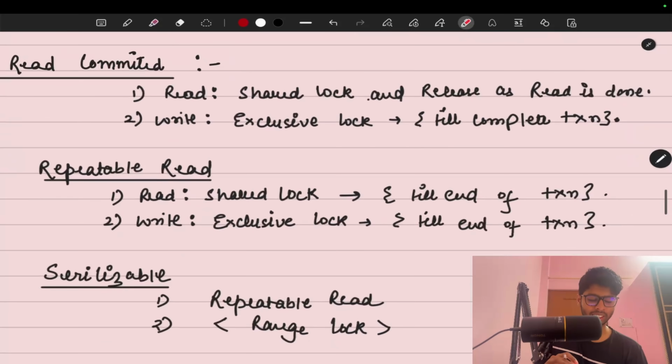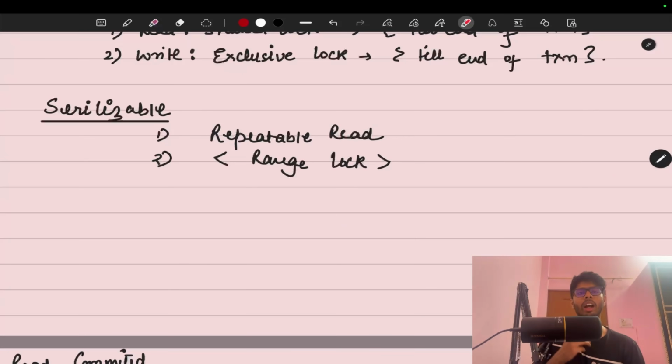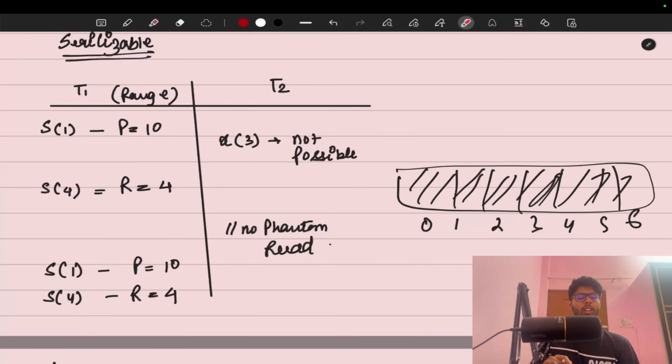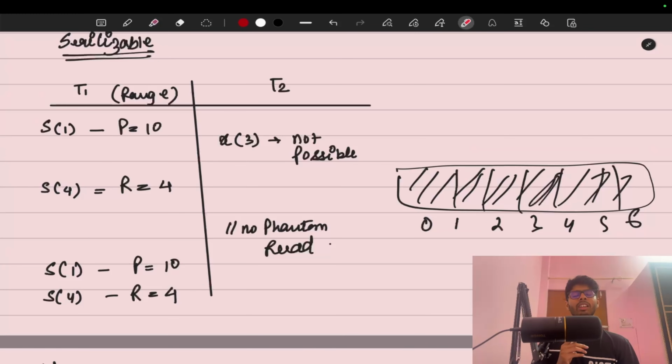So let's understand serializable. Serializable is saying that I have all the properties of repeatable read, and I have one more property, that is the range lock. What repeatable read was saying is that I have the read lock for the whole transaction and the write lock also for the whole transaction. We are not going to cover how serializable solves these two problems, because we have just studied it in repeatable read. So let's see how serializable solves the problem of phantom read.